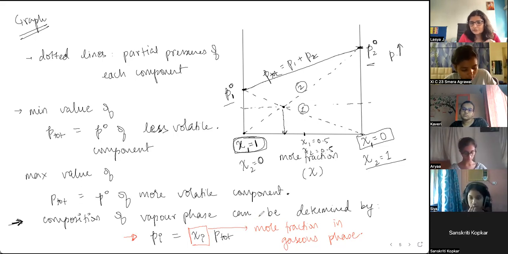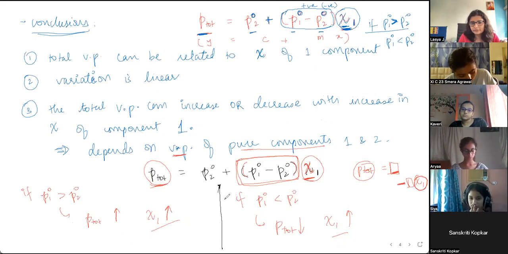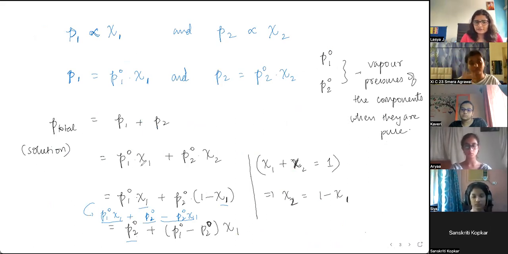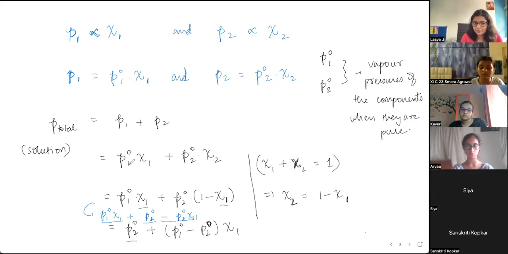So Raoult's law says the P total we are talking about in the derivation is the total pressure in the vapor phase, which is equal to the partial pressure of the first component times the mole fraction of the first component in solution.